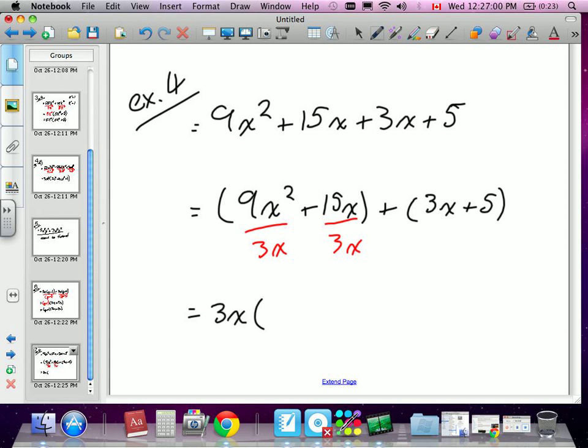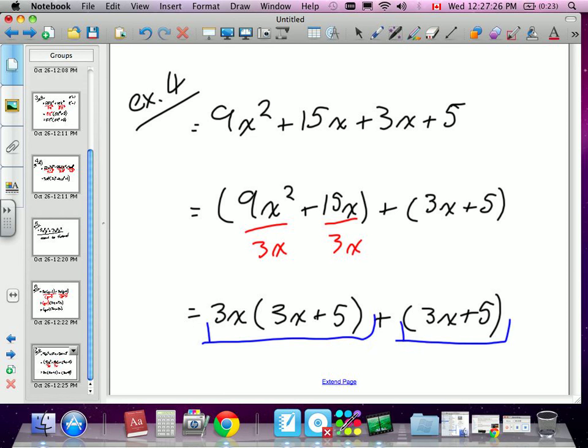9 divided by 3 is 3. And x squared divided by x to the power of 1 is just x. Plus 15 divided by 3. X divided by x cancels out. We have plus 3x plus 5 again. Okay. Now I look at these terms. Okay, I've split them into 2. Do you see any other similarities?